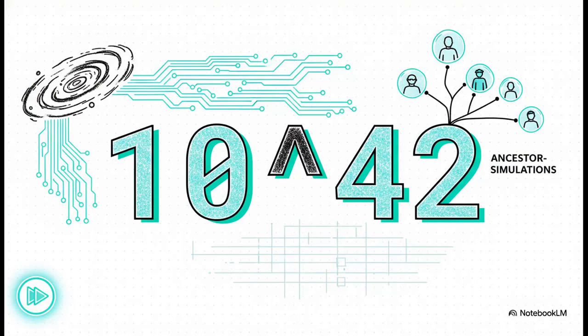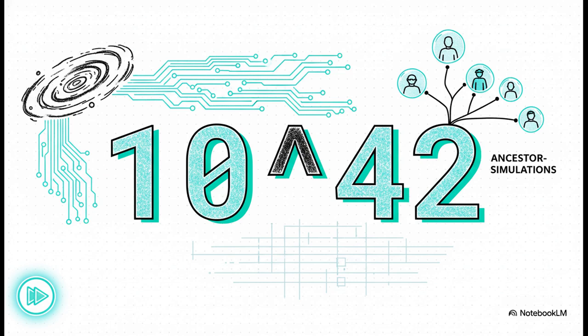Now take a look at this mind-boggling number, 10 to the 42nd power. Bostrom points out that this is the estimated number of operations per second that a technically mature post-human civilization could pull off. I mean, imagine a computer the physical size of the planet Jupiter. With that absolutely unfathomable processing power, a future civilization could easily run what he calls ancestor simulations.